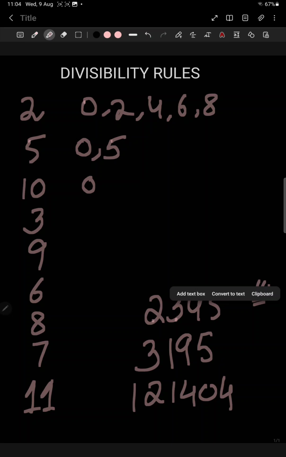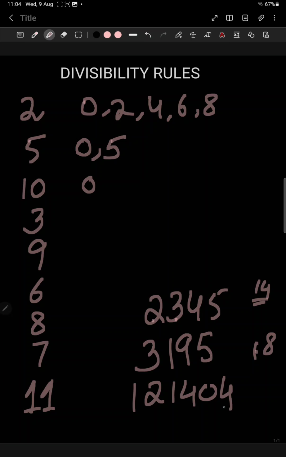3195. So 3195, 3 plus 1 is 4, 4 plus 9 is 13, 13 plus 5 is 18. So 18, this is coming in the table of 3. This is a multiple of 3. So this whole number 3195 will be divisible by 3.